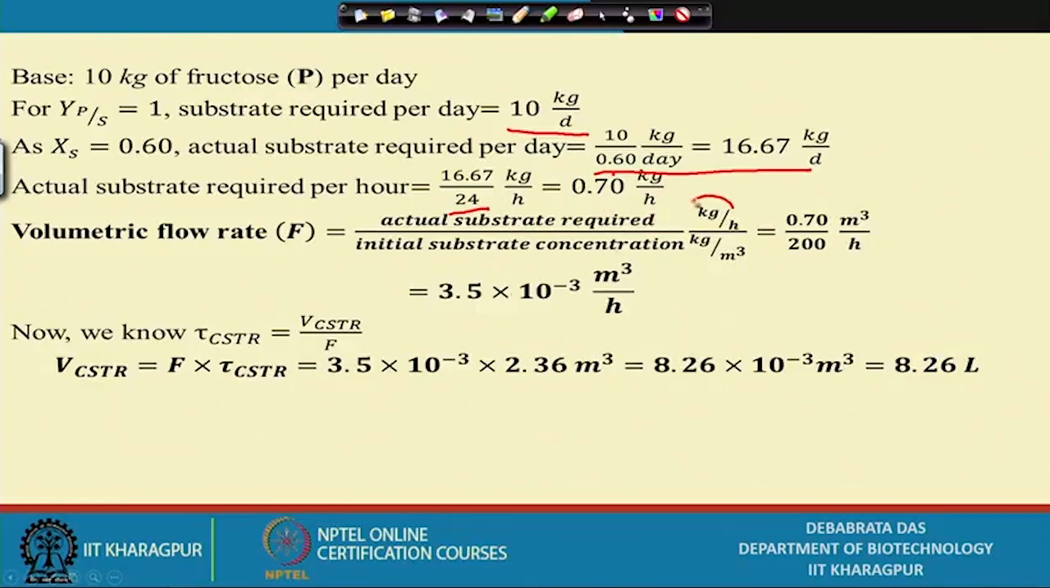So how much actual substrate is required? This, and what is the initial substrate concentration? 200 kg per cubic meter. And what is the volume we get? This is the flow rate we get, and if we multiply this flow rate by tau CSTR, we will get the volume, and the volume we are getting is 8.26. So from this we can conclude that when you operate the continuous process, the volume of the reactor is drastically reduced. You can easily find that out from these calculations.